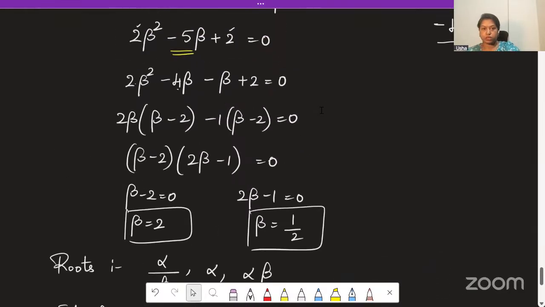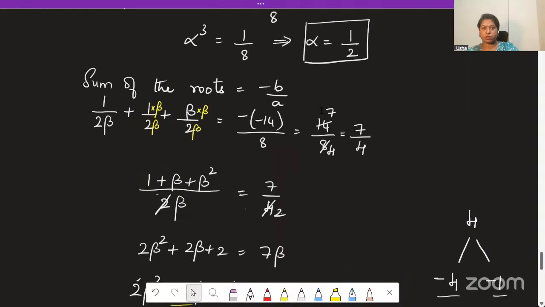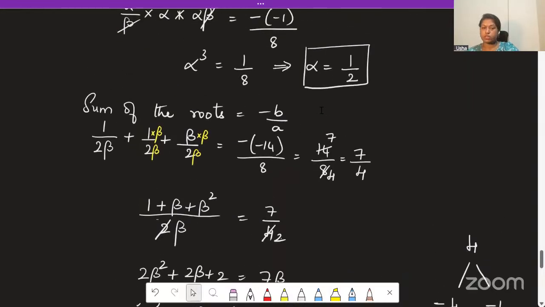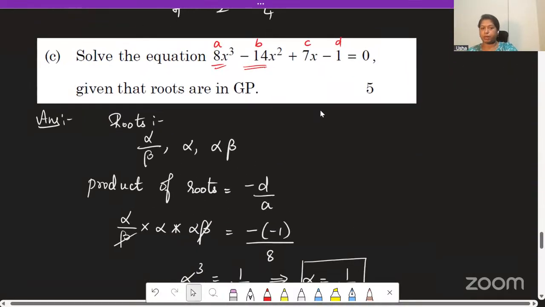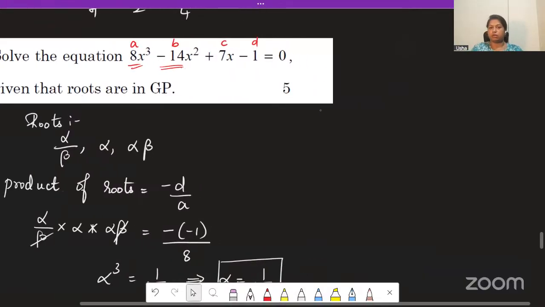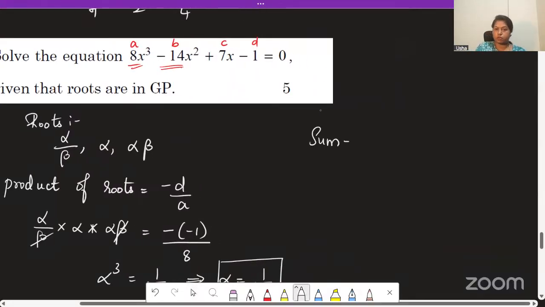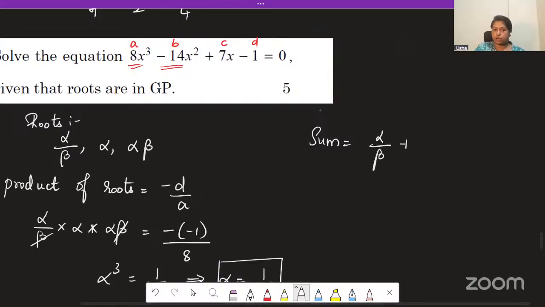Explain sum of roots, sir. This one. We have just taken LCM and added. That's all. See, roots are this. Alpha by beta, alpha and alpha plus beta. So what is sum? We're supposed to add this, right? We have assumed these as the roots. I need to add them.